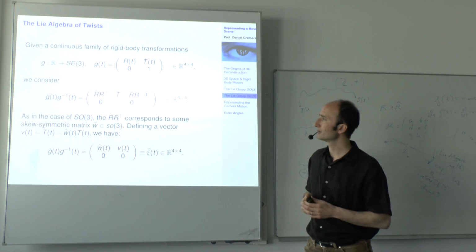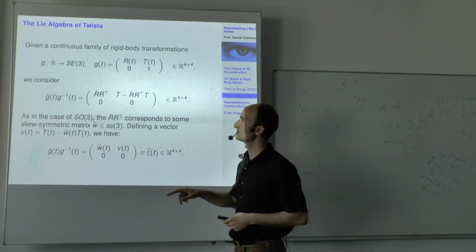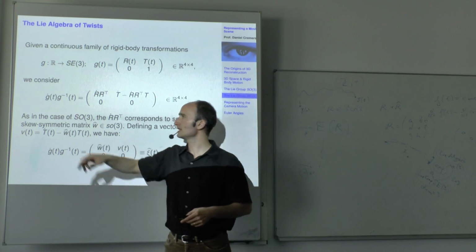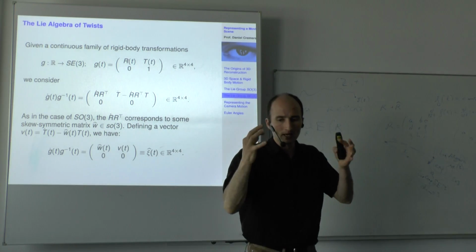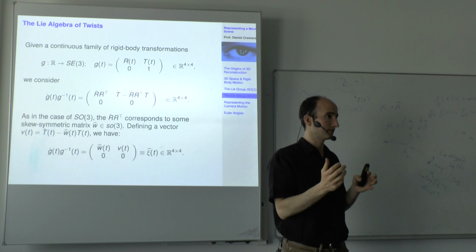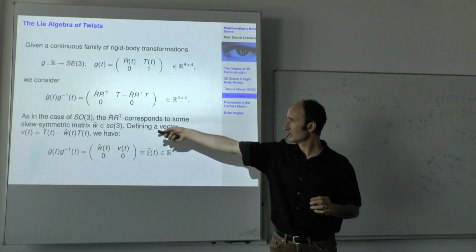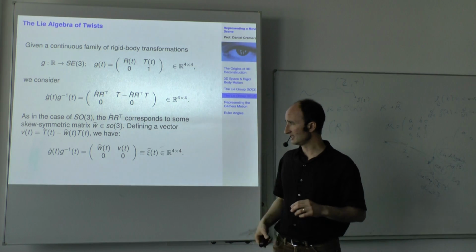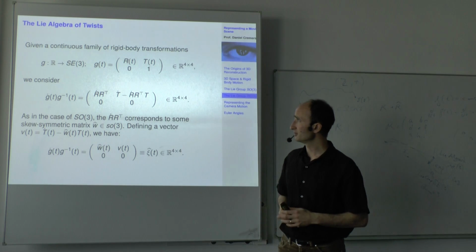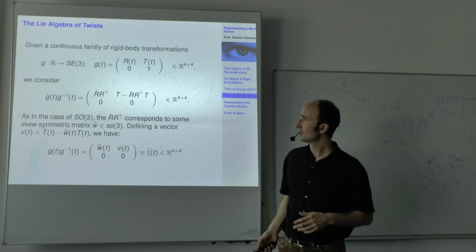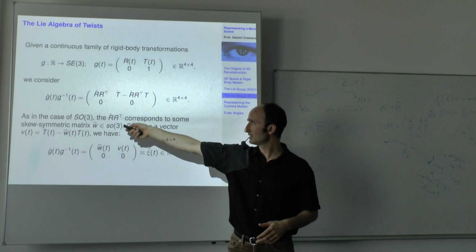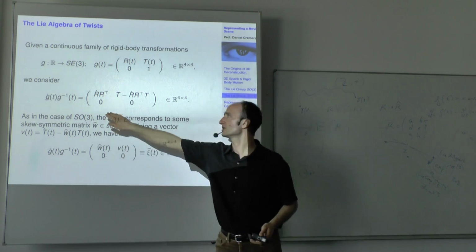Again, like in the rotation case, we consider the expression g dot times g to the minus 1. Since we have a differentiable family of transformations, we can compute dg by dt. And if you do that for this, you can show that dg by dt times g to the minus 1 looks like that.